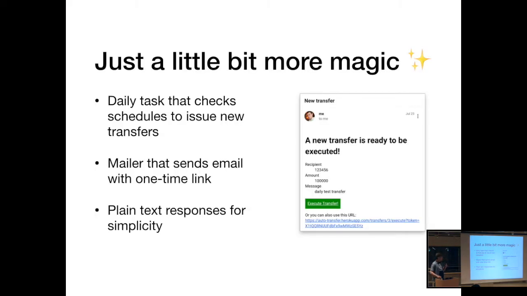And with just a little bit more magic, like setting up a daily task that is actually going to check the database, my schedules, and check if there's a new transfer to issue, and the mailer to send my one-time links, then there you go, you got an email, on my phone, telling me you've got a new transfer to send. Here's who I'm going to send it to, how much I'm going to send. Just click here to send it. And by just clicking this link, the transfer is issued on Shinsei Bank, and I have nothing to worry about anymore.